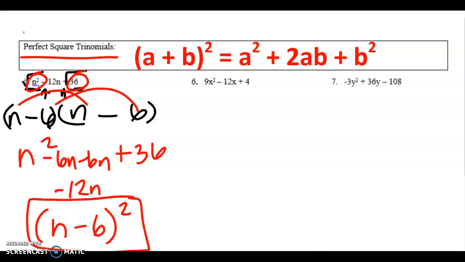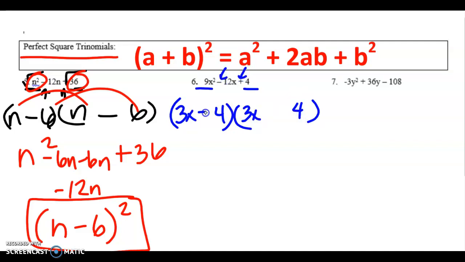I don't care which way you use it. Again, I can do, okay, well 9 and 4, those are both perfect squares. So I can do the square root of both, so 3x and 4, 3x and 4. Notice that they're going to be the same sign, both negatives, and so that goes in there.